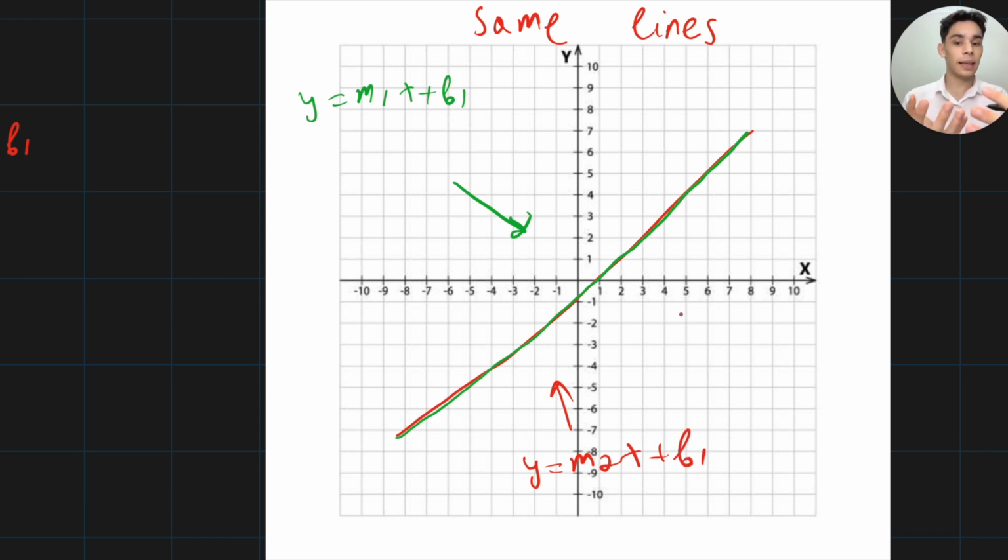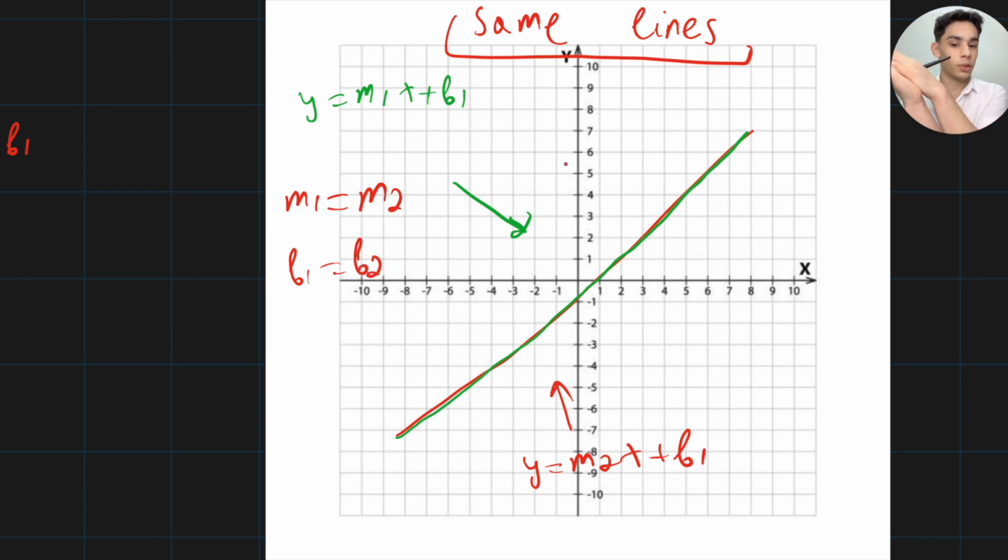Now, as the name suggests, they're basically the same. m1 equals m2, b1 equals b2. They're lying on each other. They're basically on top of each other. They're not separated at all. Let me show you an example.